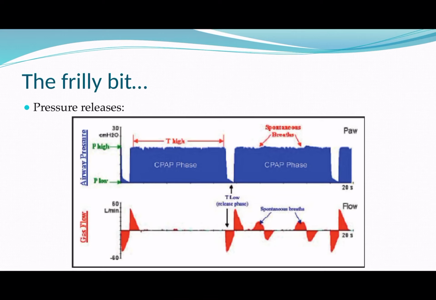APRV is mainly about trying to keep that high pressure for as long as possible, but the detriment to that is that you get build-up of CO2 despite that passive diffusion, and that's where you need the releases. And what the releases do is they allow bulk flow of gas out of the lungs and therefore removal of CO2. This is akin to taking a breath out in normal ventilation or in spontaneous breathing.